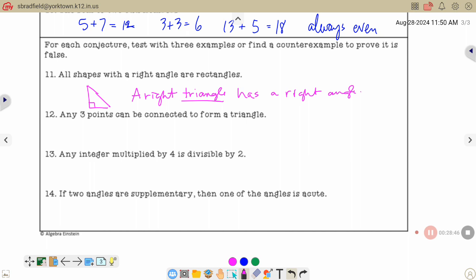12. Any 3 points can be connected to form a triangle. Shelby? That is false. Why do you say it's false? I love it. What if your 3 points are in a line? So I have one here, and one here, and one here. And that's 3. I can connect them, but that's 3 collinear points, right? Collinear points do not form a triangle.